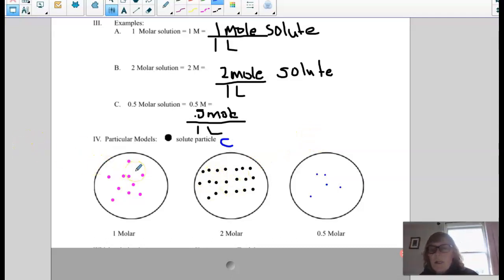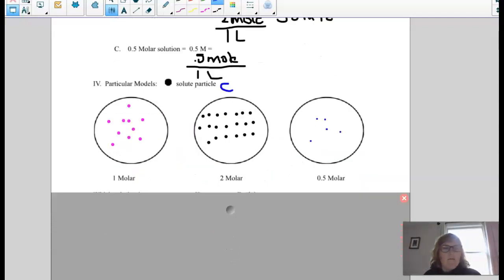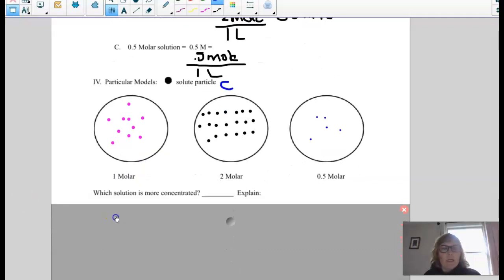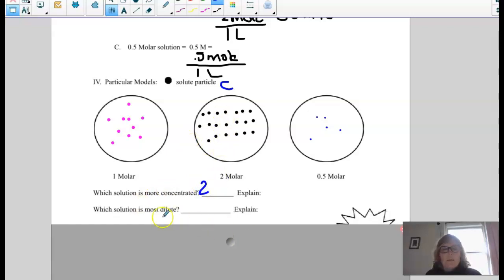This drawing will actually help you on the Kool-Aid lab because you will be doing a drawing like this in the Kool-Aid lab. So you can refer back to this when you go to do the Kool-Aid lab. So which solution is more concentrated? Well, it would be the 2 molar because it has more moles of solute.